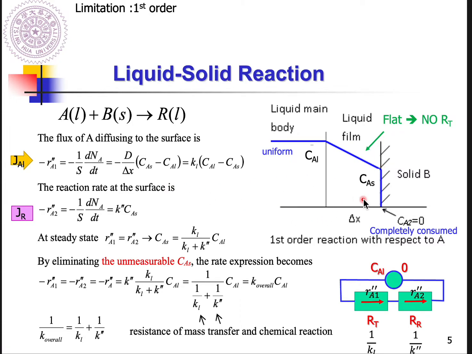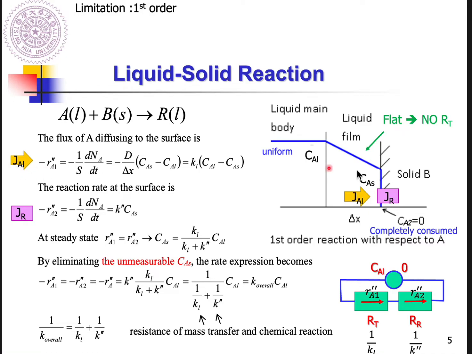Now, if it has reached steady state, then we can find that the flux of reactant A inside the film layer will equal the flux of reactant A consumed in the chemical reaction. So J_AL, how much A is transported inside the liquid film, will equal how much A reacts with B. So now we use this to formulate, and we try to get the flux.